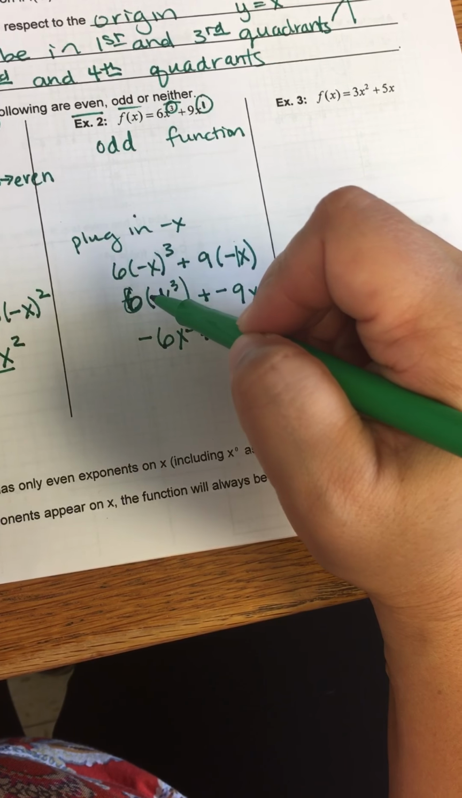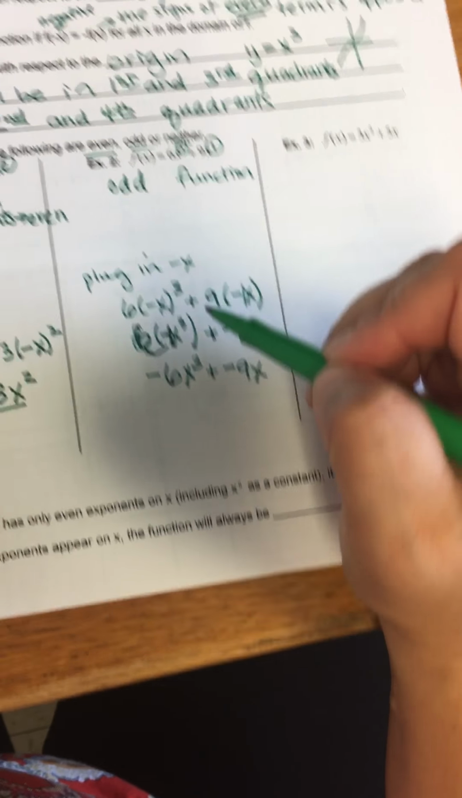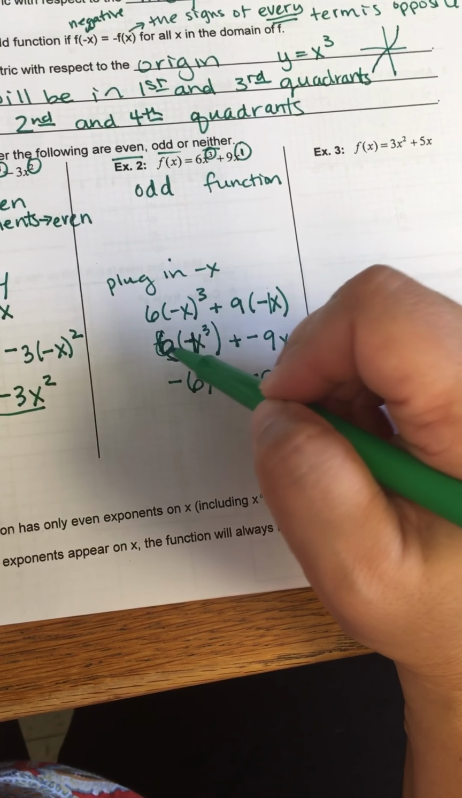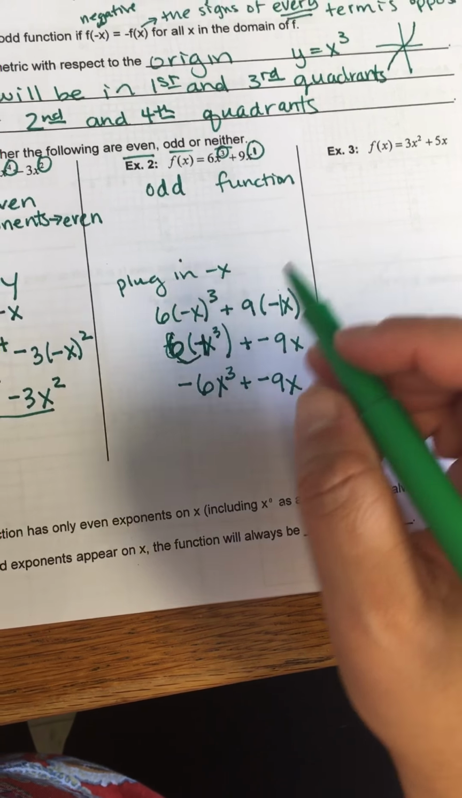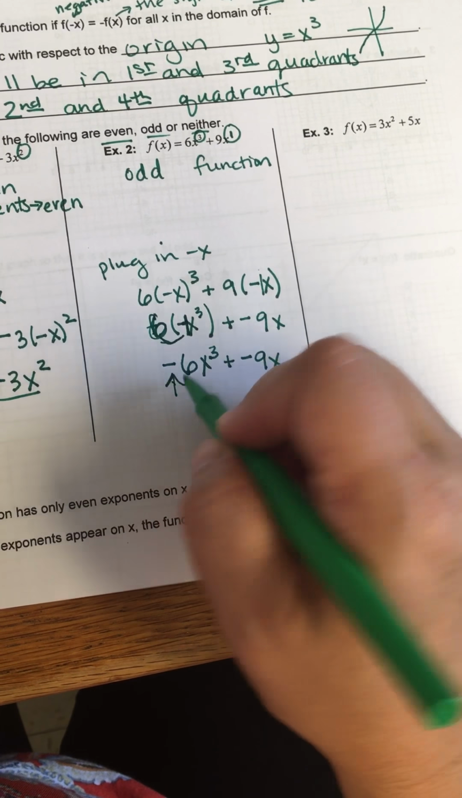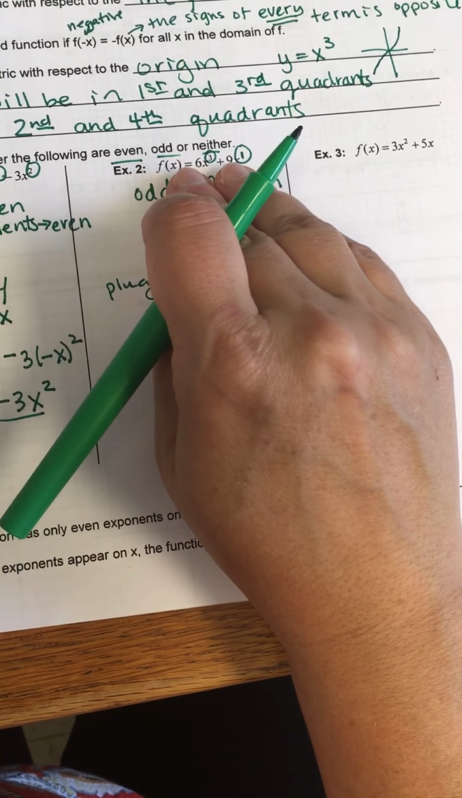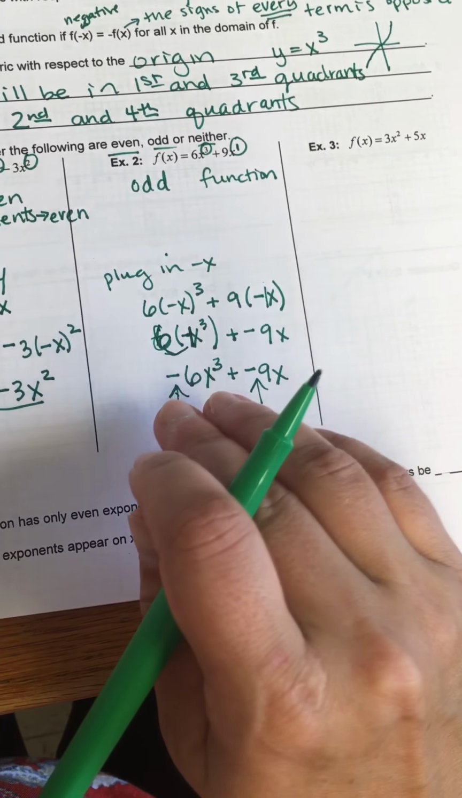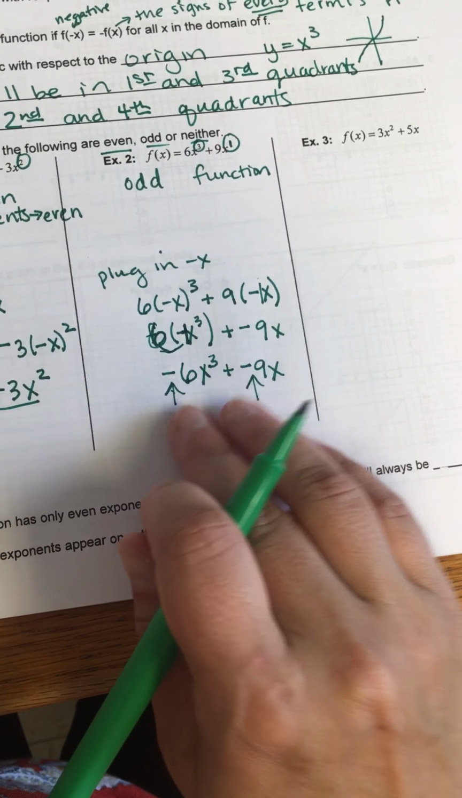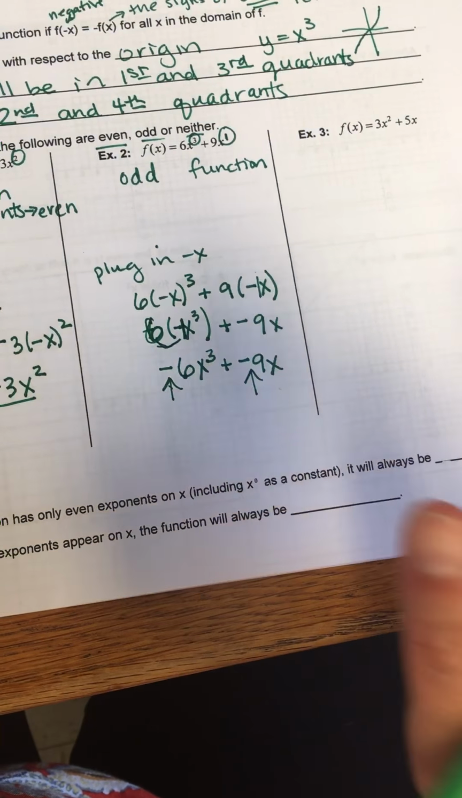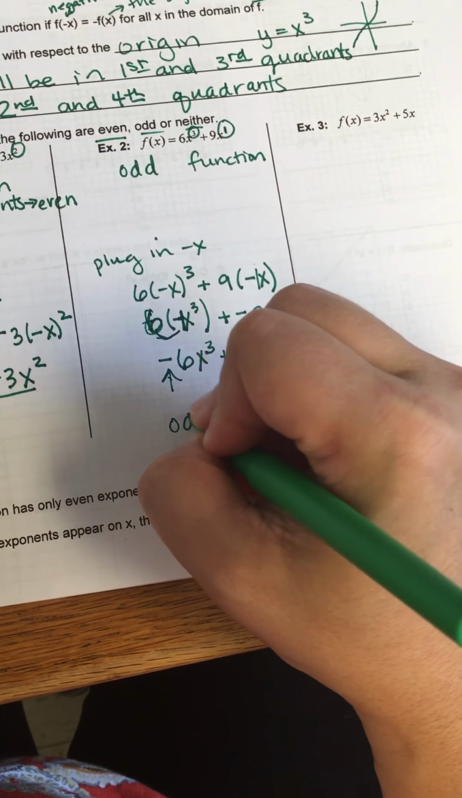Negative 1 to the third is a negative 1. I can multiply those together right away because order of operations says I do the exponents and then multiply. Now when you look at the signs, these two are both negative. What I started with were both positive. If they are completely opposite, so everything has to be opposite, all positives change to negatives or vice versa, then this is an odd function.